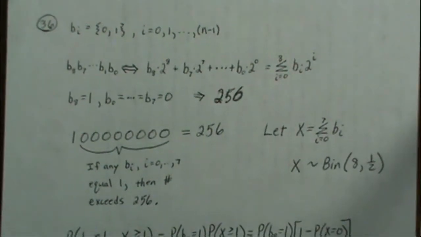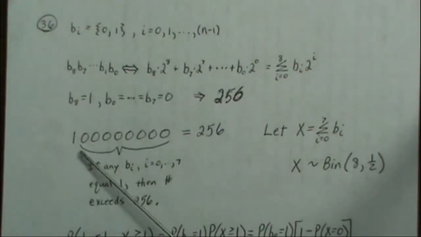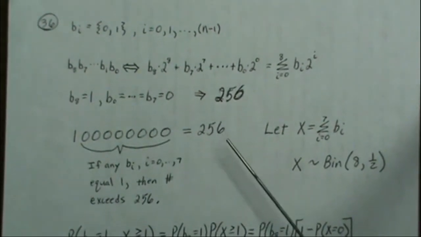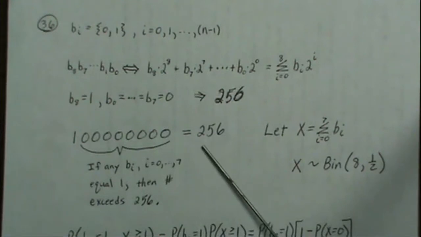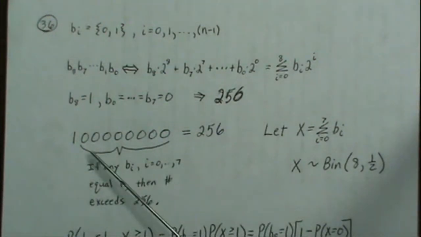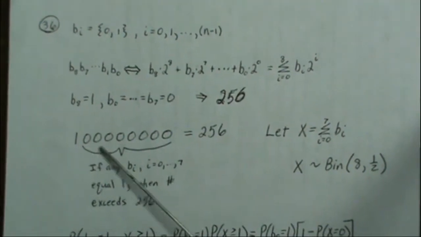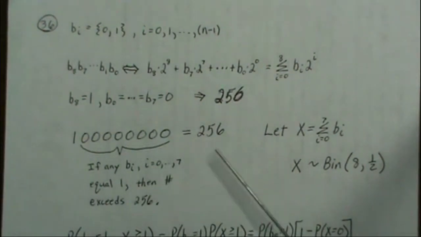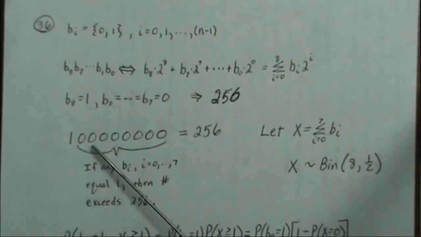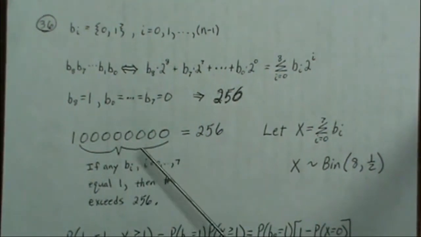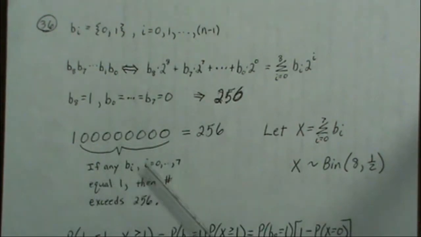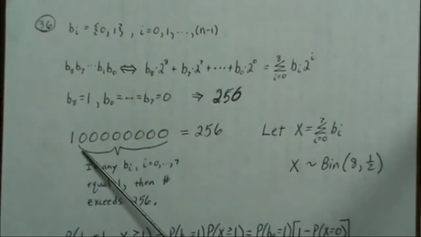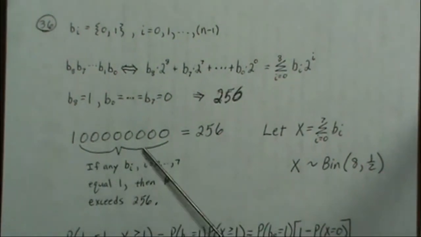So, if this is our representation, 1, 0, 0, 0 equals 256. Then, to exceed 256, that means any one of those has to be a 1, and then we exceed 256. Each of those is a Bernoulli trial, so it's either a 0 or 1. So if any of those are 1, we exceed it. So we need to find the probability that any one of those is 1.